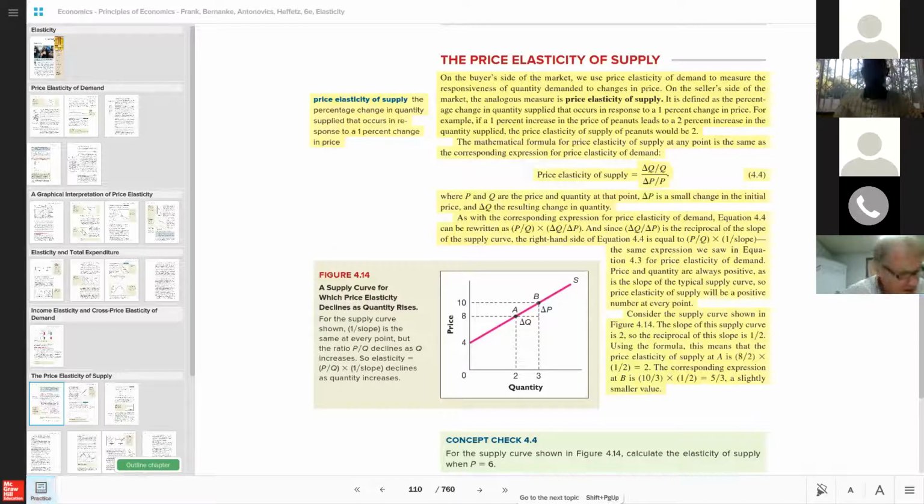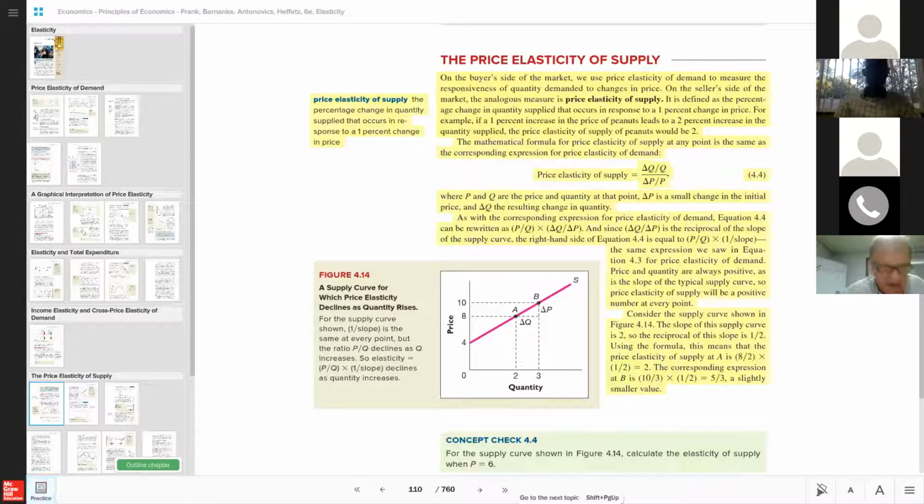That will give me the 2. Now the 2 means we have a price elasticity coefficient of 2. What does that mean? It means it's bigger than 1. So it is price elastic.